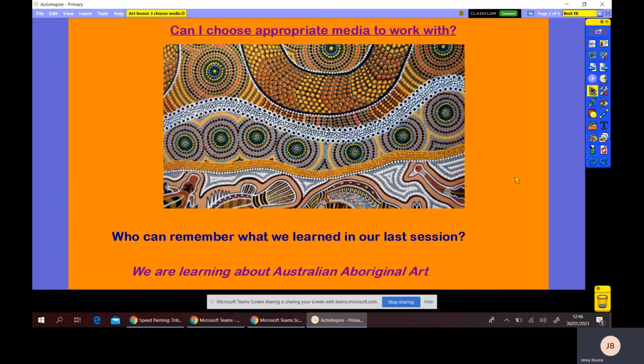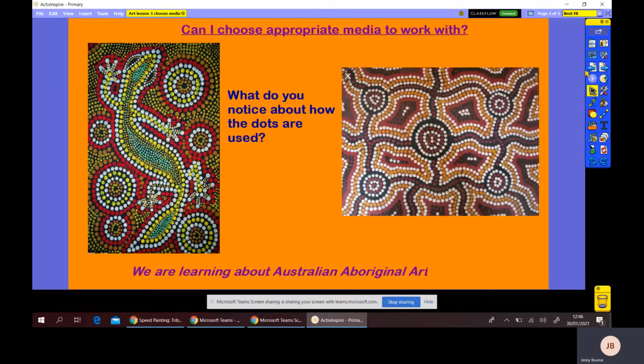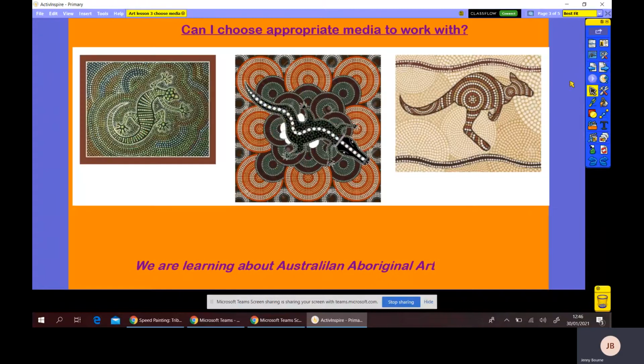So what we're going to do today is think about how we can recreate those dots with paint and what's the best way to do it and what are the best tools to use. There's a couple more images of how the dots are arranged that we've looked at before. You could also, as well as using these symbols, choose an animal to represent that. There's a kangaroo there and a lizard and an alligator.